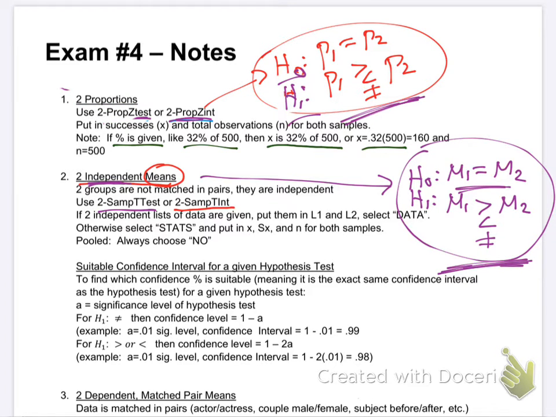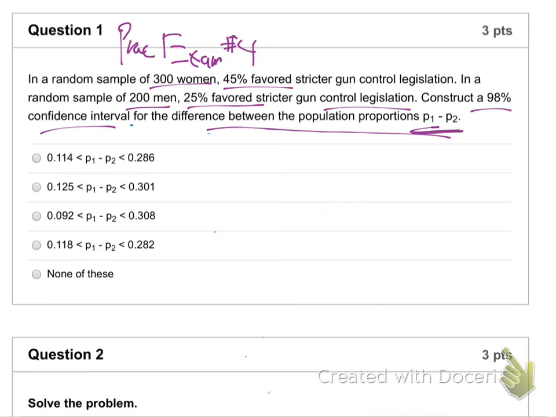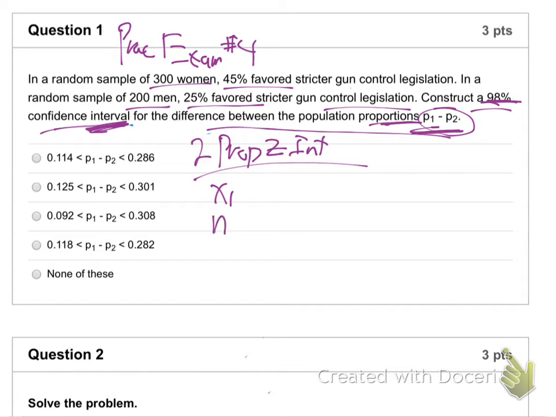And we're doing an interval, so it's 2 prop Z interval. So 2 prop Z interval, because it's population proportions, 2 populations, and it's a 98% confidence interval. So we go there on our calculator. 2 prop Z interval asks you x1, n1, x2, n2.